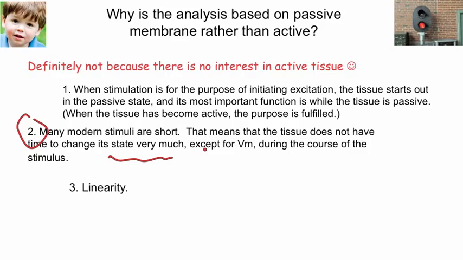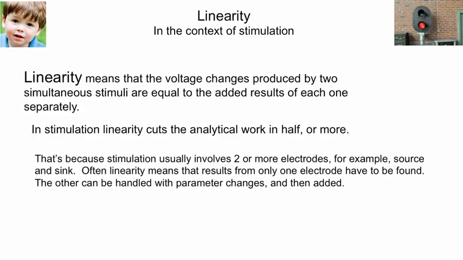And then the third major reason is linearity. Linearity is a big reason as far as analysis. So many, so important, I gave it its own separate slide. Let's go to that. So linearity in the context of stimulation relates to the mathematical analysis of what is happening. Linearity means that the voltage changes of the membrane that are produced by two or more simultaneous stimuli are equal to the added results of each one separately.